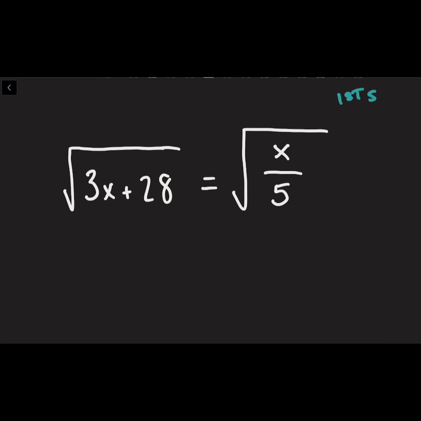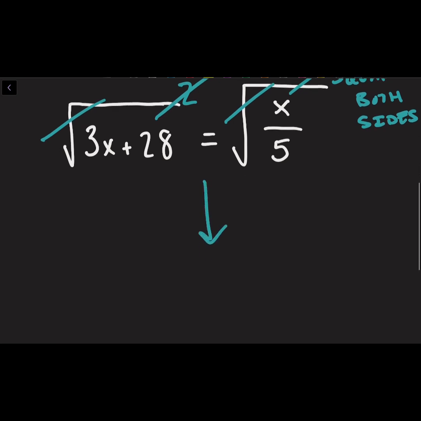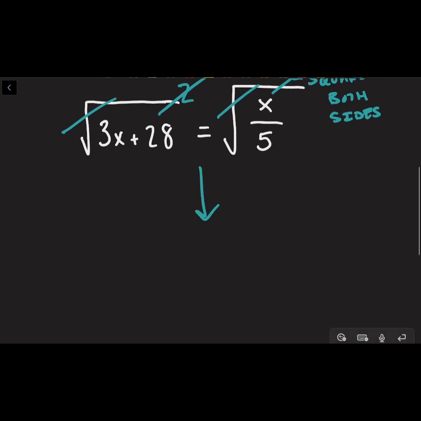So we got the first step of the day. First step, we're going to square both sides, all right? When we square both sides, we're gonna have to square this side. Square both sides, it's gonna cancel out. That's gonna cancel this square root. All right, so now we can go ahead and bring down the rest of our equation right here. Let me zoom out a little bit more. All right, so we got 3x plus 28 equals x divided by 5.